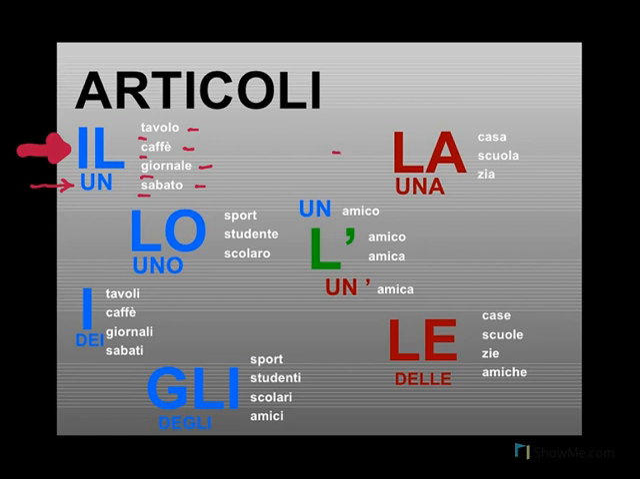You'll have here the la, the feminine definite article. La casa, la scuola, la zia. La casa is the house, la scuola is the school, and la zia is the aunt. The indefinite article will be una casa, a house, una scuola, a school, una zia, an aunt.